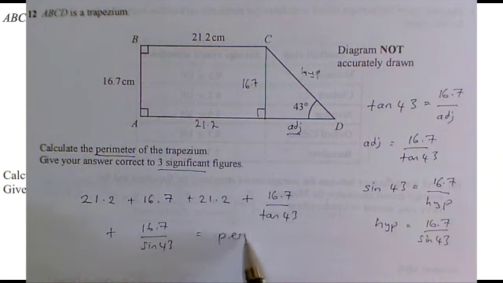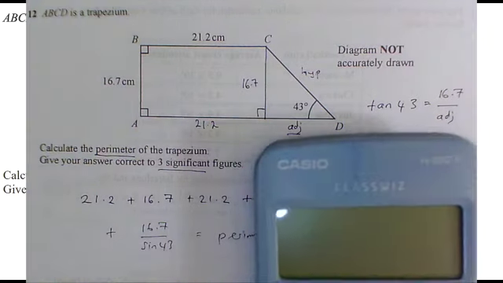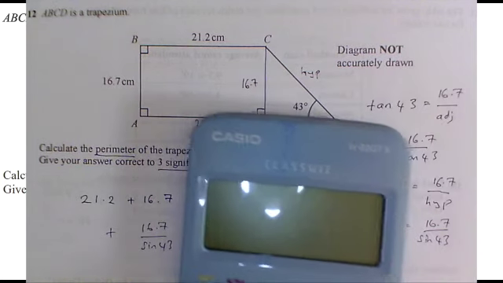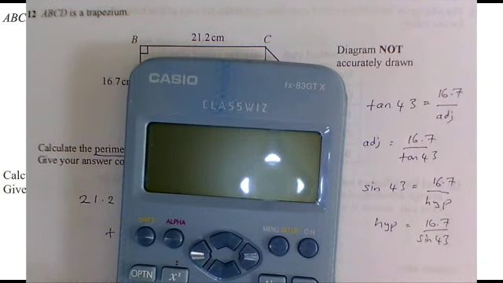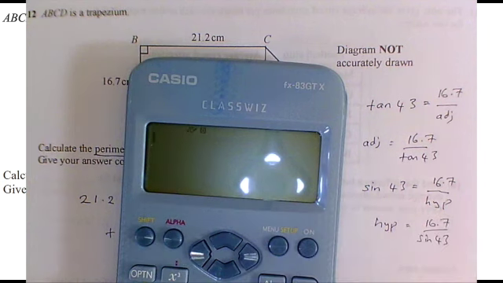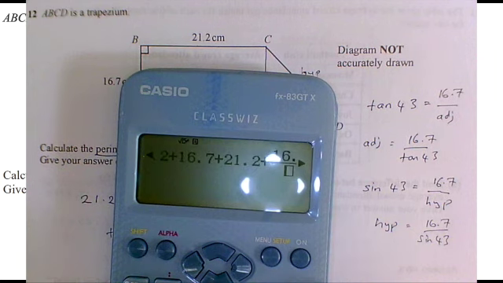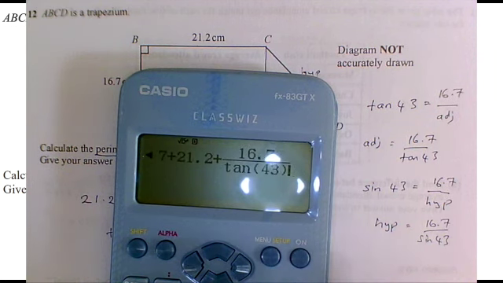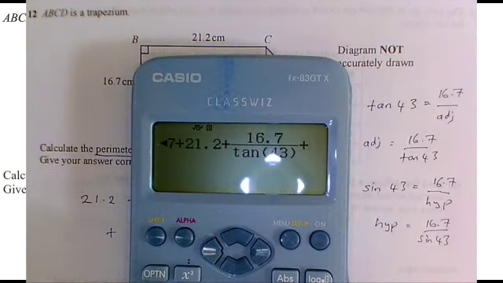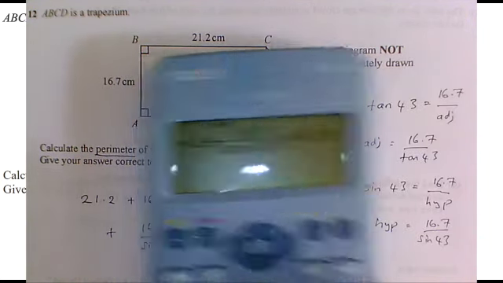Okay, so if I get my calculator out now, I can add up all these numbers. Oh yeah, it'll help if I turn it on, won't it? There we go. Right, so here we go. 21.2 plus 16.7 plus 21.2 plus 16.7 divided by tan 43 plus 16.7 divided by sine 43. You can see I'm using these brackets and the arrow keys on my calculator. Okay, you can do the same.